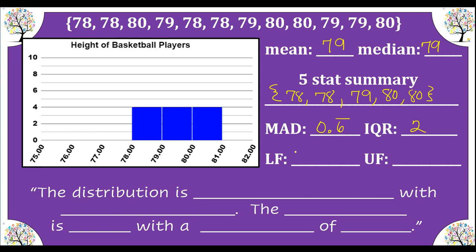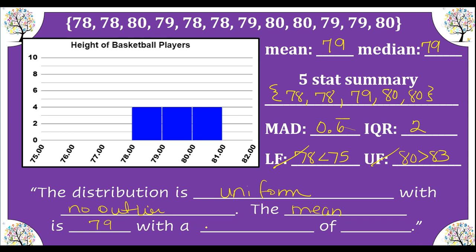My lower fence was 78 is less than 75. That is not an outlier. And then I had 80 is greater than 83, not an outlier. The distribution is uniform with no outlier. So we're just going to use the mean. The mean is 79, and since mean and median are the same, it really doesn't matter, with a MAD of 0.6 repeating.